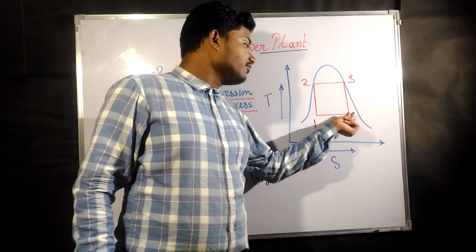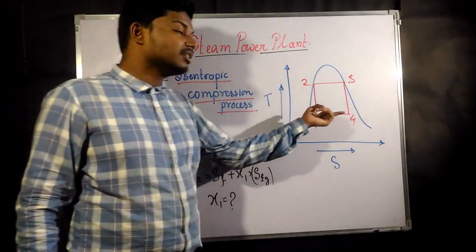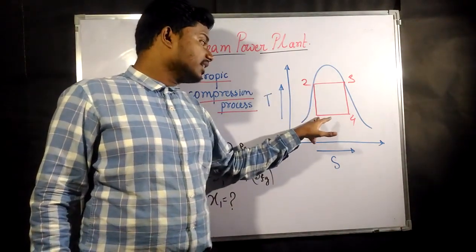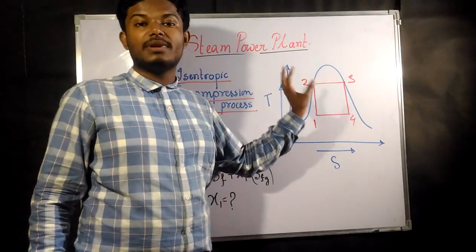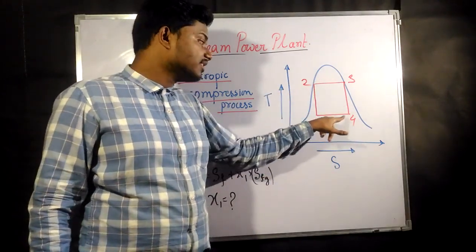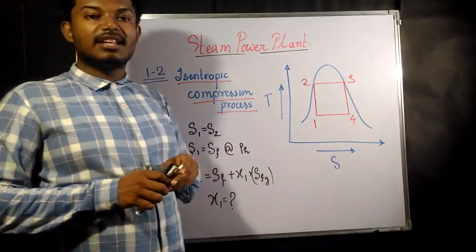Now 1 and 4 do not have any common property that is equal, except for the pressure and temperature. There is nothing else that is the same. That means the entropy and enthalpy at point 4 and point 1 are not the same. Only the temperature and pressure at points 4 and 1 are the same.